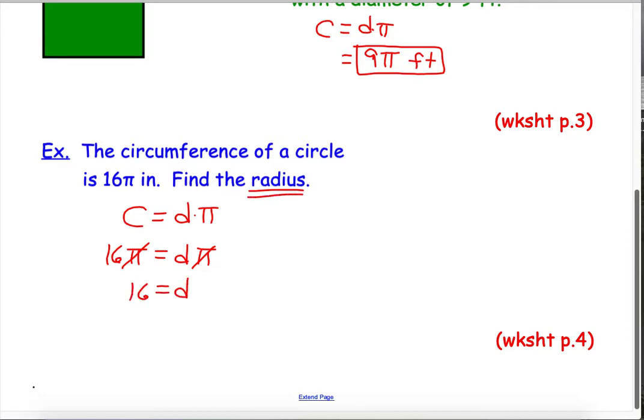Now, they want the radius, and we know the diameter is twice the radius. So to find the radius, I'm going to divide the diameter by 2. So 16 cut in half gives me 8. So the radius is going to be 8, and my units were inches, so the radius is 8 inches. Okay, these types of problems are covered on page 4 of the worksheet. You might want to do those before going to the last 2 examples.